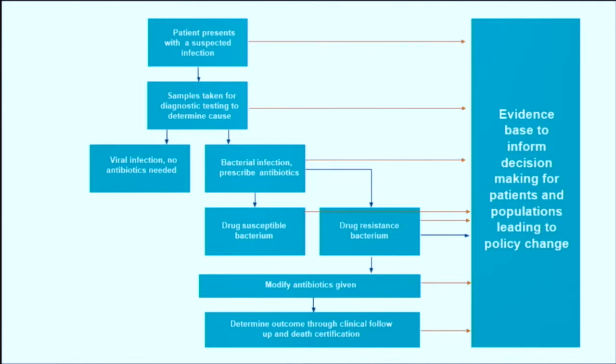So I would propose that what we need to be doing is looking at the patient pathway and saying that we will collect data on the patient with their suspected infection, on the samples taken and the results of those samples for diagnostic testing, on the drugs used, the resistance and the modification of drugs given, and really critically, whether the patient survived or died. And again, this is a thing that's come through repeatedly today.